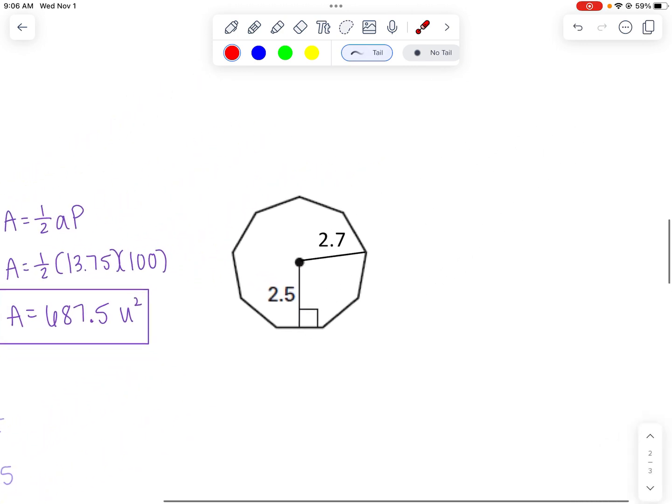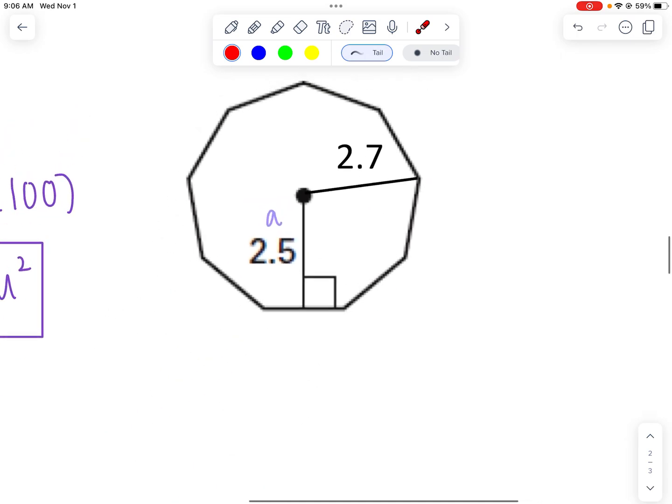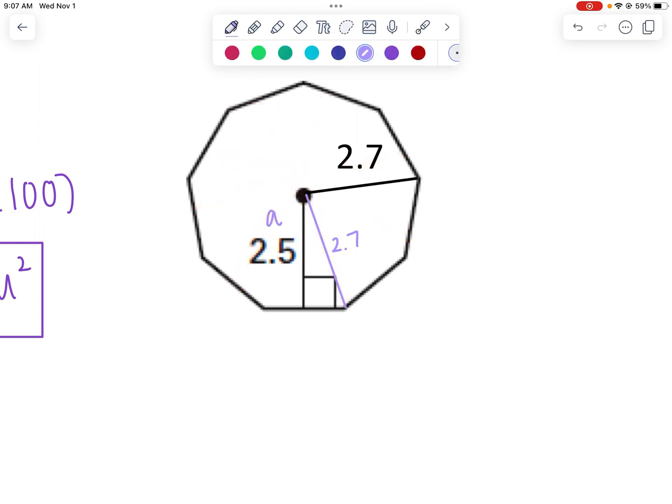So taking a look at this next one, I'm also missing something on this one. I have the apothem, that's 2.5, the little height. I have the radius is 2.7. That's like the hypotenuse, which always will be the radius. That's 2.7 because it would be the same all the way around. What's missing on this one is I don't know what this side is.